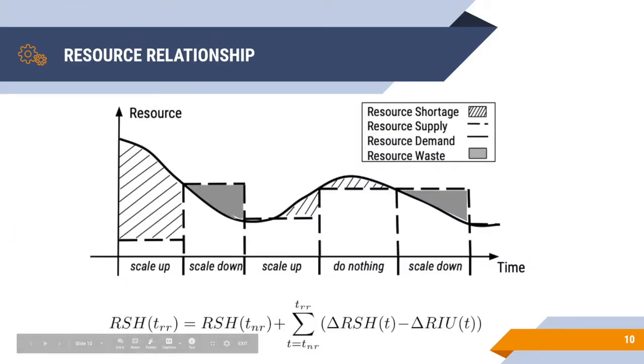So, how does the resource relationship look during the lifetime of a workload? As we can see in the figure, the solid line represents the resource demand of the workload. The dashed line represents the resource supply of the cluster manager. The shadow area represents the resource shortage, and the dark areas represent the resource waste. Our objective is to minimize the resource shortage and the resource waste.